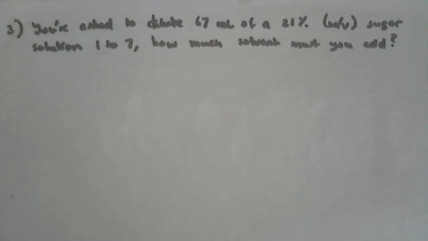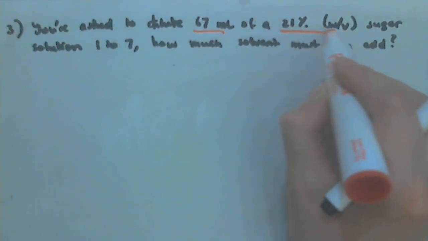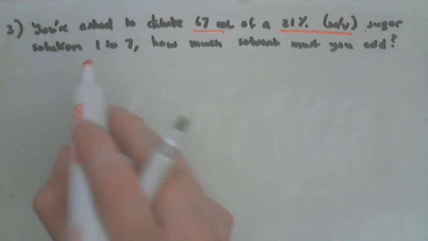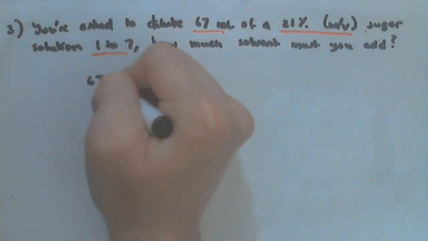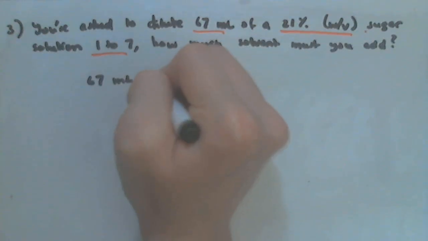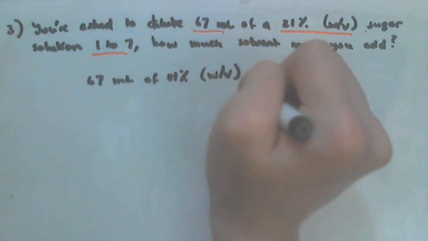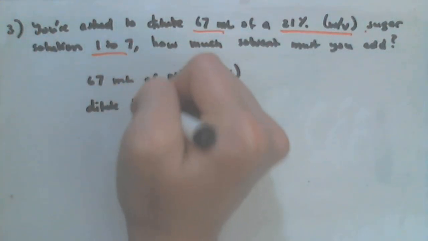So we had 67 milliliters of a 21% weight to volume sugar solution. We're trying to dilute it 1 to 7. Let's see how that turns out for us. So 67 milliliters of 21% weight to volume solution. We're trying to dilute 1 to 7.